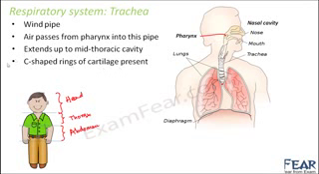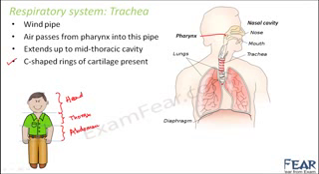Now, C-shaped rings of cartilage are present. In order to provide support to the trachea, you can see some structures like this. So what are these? These are nothing but rings of cartilage. These cartilage rings help in preventing the trachea from collapsing even if there is no air. It should not be like an elastic structure that is fine when air is there, but if there is no air it gets collapsed.